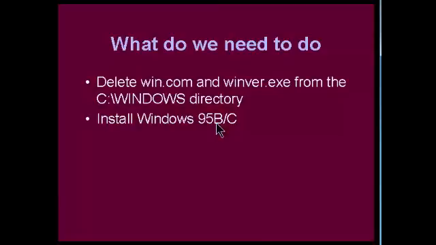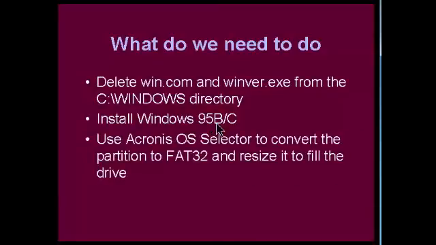Then of course, we're going to actually install Windows 95B or C. And then we're going to use Acronis OS Selector, oh yes, that old chestnut, to convert the partition to FAT32 and then resize it to fill the drive. Now, in this virtual machine that I'm using, I have a physical drive of 8 gigabytes in size.